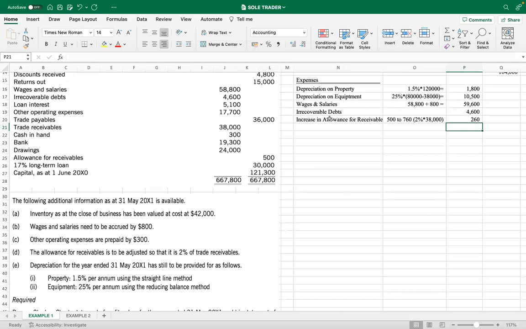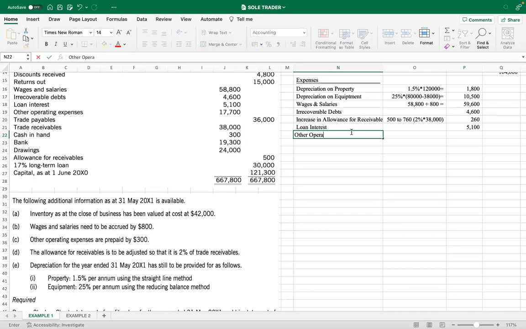So let's move on. Loan interest is our next expense. So our loan interest is 5,100. Next, after the loan interest, we have other operating expenses. So for the other operating expenses, we have 17,700, but there is a note 3C.